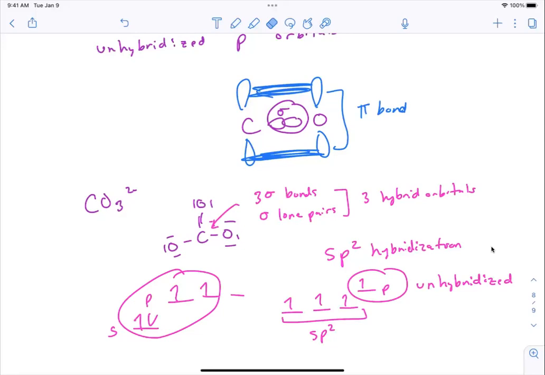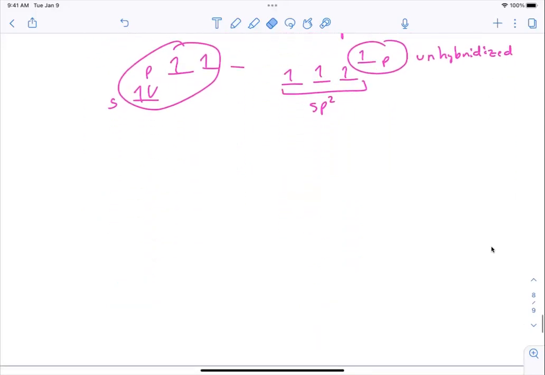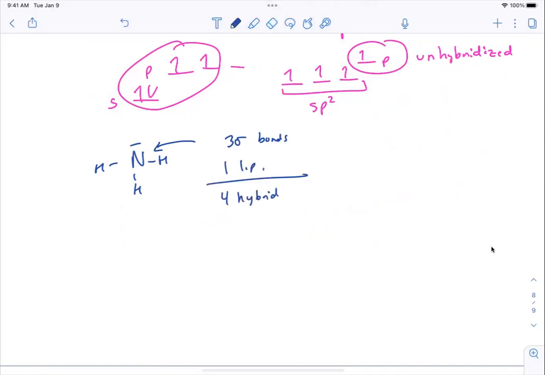You need to include the lone pairs though too. So like if you have something like NH3, okay, and I want the hybridization for N. It has how many sigma bonds? Three sigma bonds. And how many lone pairs does it have? One. So it needs a total of four hybrid orbitals. So it's sp3.